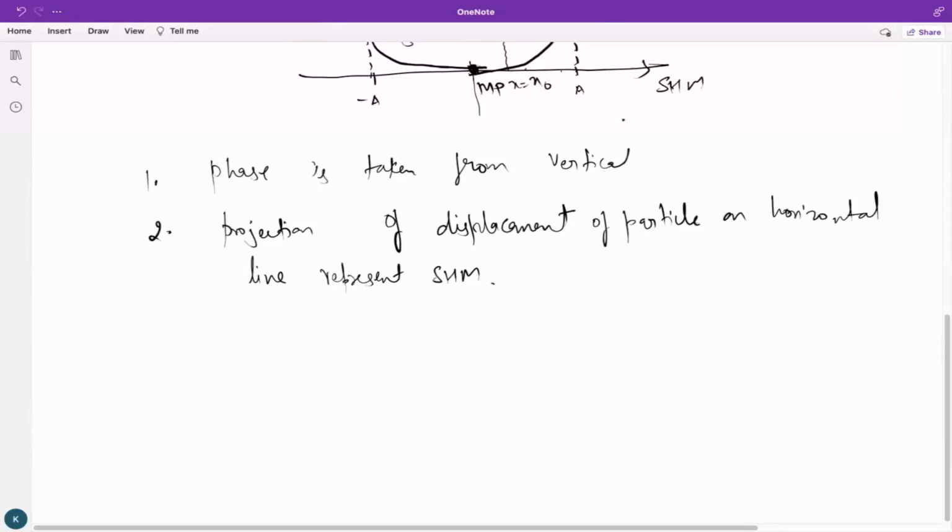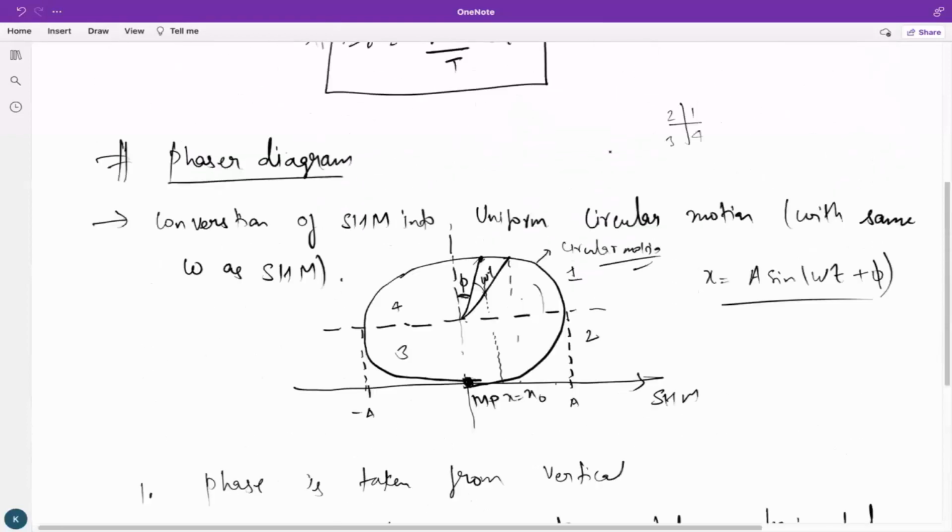So let me start it here. So you can draw it here as well. You can do practice as well.